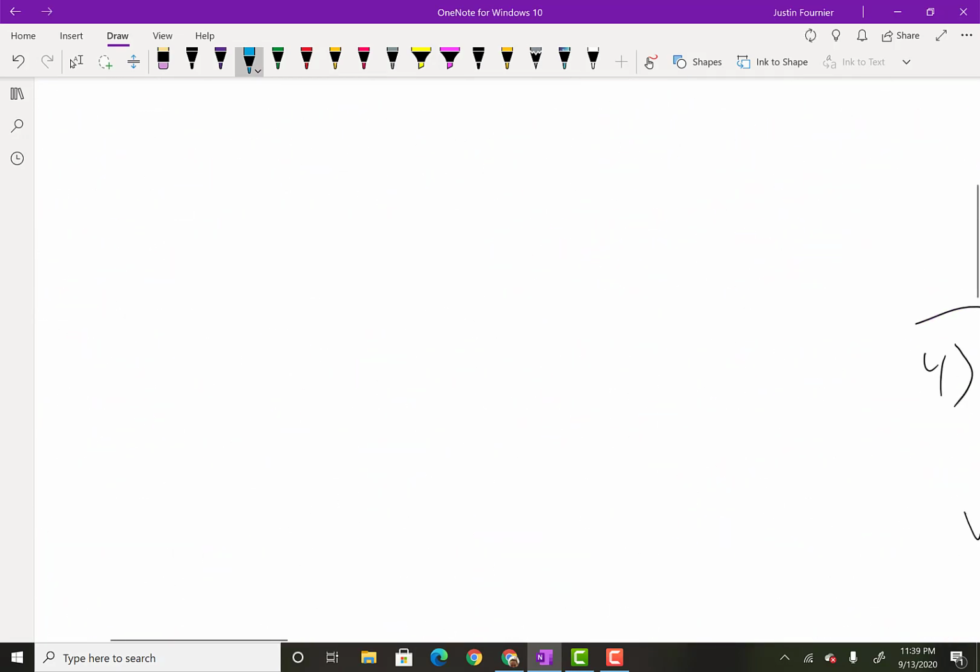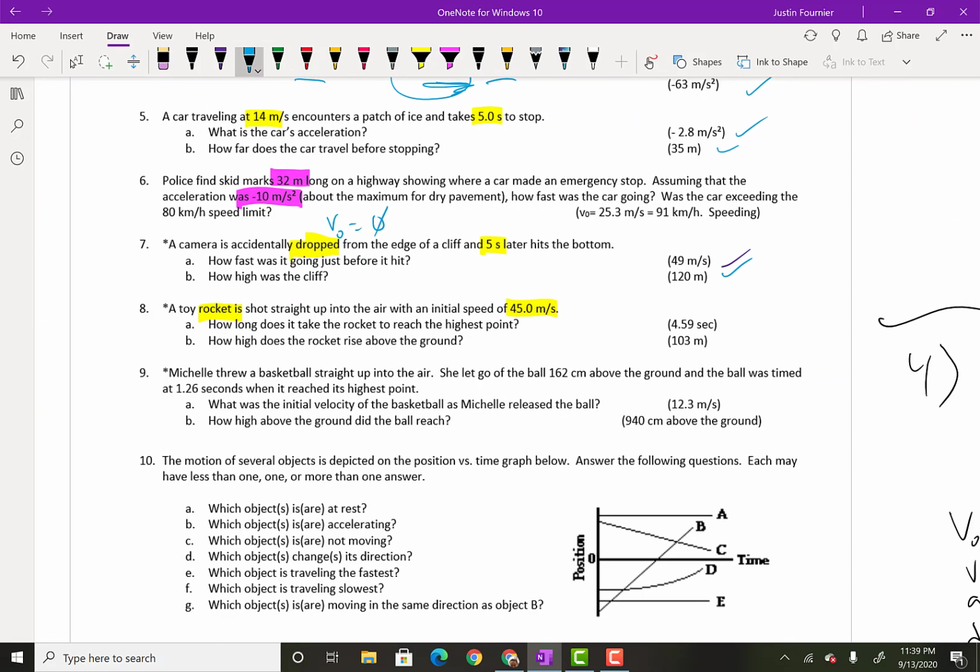Is that the case? Do I get 4.5 and 101? 4.5, close enough. 101, close enough. Awesome, got it. Next up, number 9. Michelle threw a basketball straight up into the air. She let go of the ball at 162 centimeters above the ground. The ball was timed to be at 1.26 seconds when it reached its highest point. And we want to find out what is the initial velocity of the basketball.